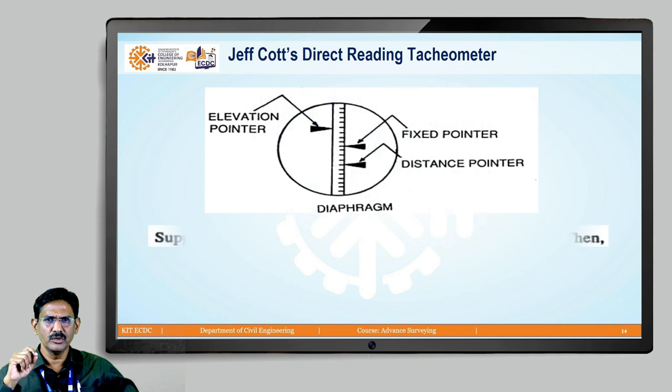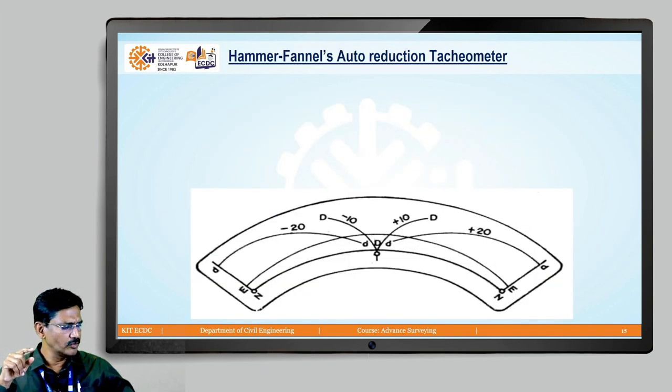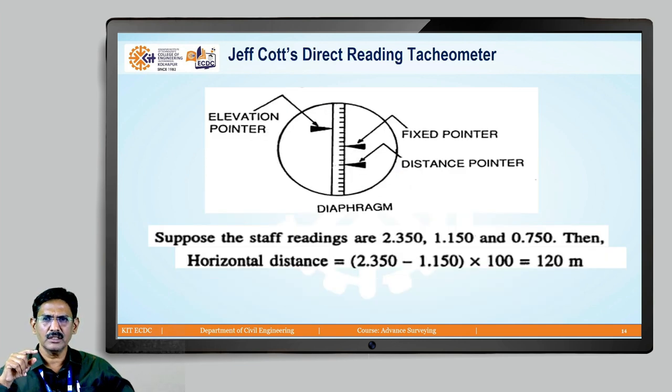So, I have used a simple calculation to explain this. Suppose there are three staff readings, suppose the elevation pointer is at 2.35, the distance pointer is at 0.75. Here the horizontal distance is given by 2.35 minus 1.15, where 2.35 is a distance pointer, okay, and 1.15 is the fixed air pointer. So the difference between that multiplied by the value of 100 will give you the horizontal distance. In this case it is 100.